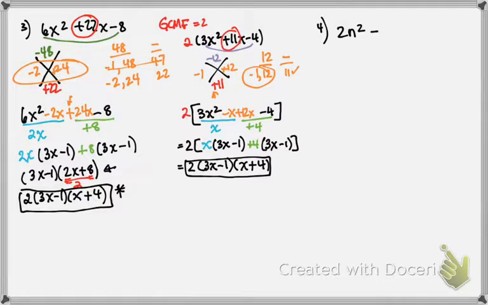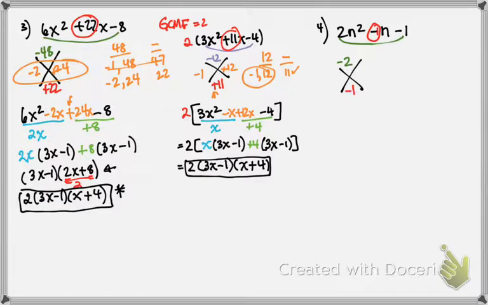2n squared minus n minus 1. Okay. So we're going to go ahead and play the game. We've got 2 times negative 1 is a negative 2. Now this guy doesn't look like there's any number here, but remember, if you don't see the number, it's a 1. So we're going to have negative 1.